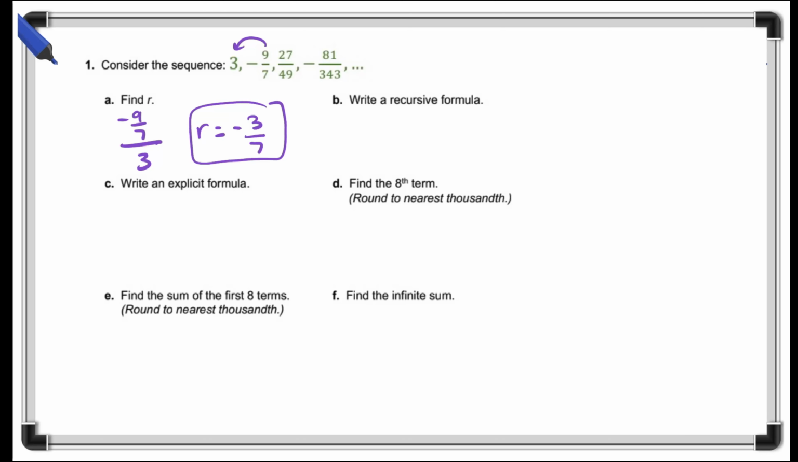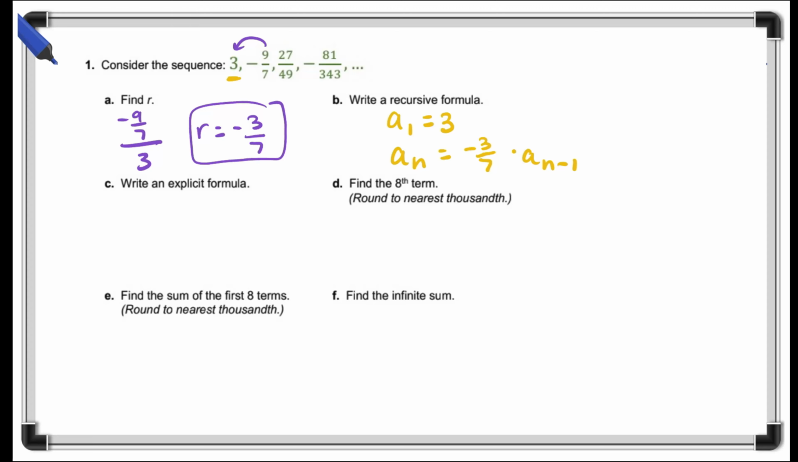Now, when I want to write a recursive formula, again, just like above, you're going to indicate what your a sub 1 is, which is your first term, which we know is 3. And then you're going to write your general formula, a sub n. Now, you know what your r is, we got negative 3 over 7. And then we're going to multiply that by a sub n minus 1. So there's your general recursive formula.